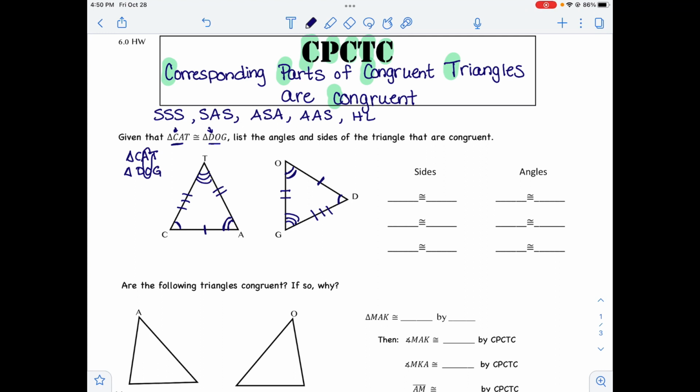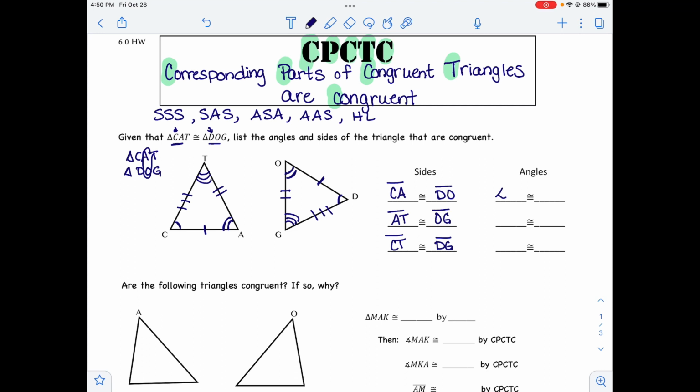Now we can look at our sides. Because we used our little marks, we can easily say what is congruent. So the segment CA is congruent to DO. AT is congruent to OG. And CT is congruent to DG. And that's our sides. Now we can look at our angles. We look at just our arcs. So we have C and D.